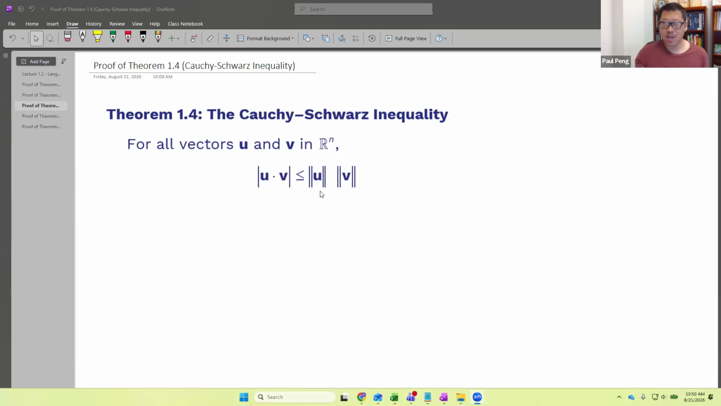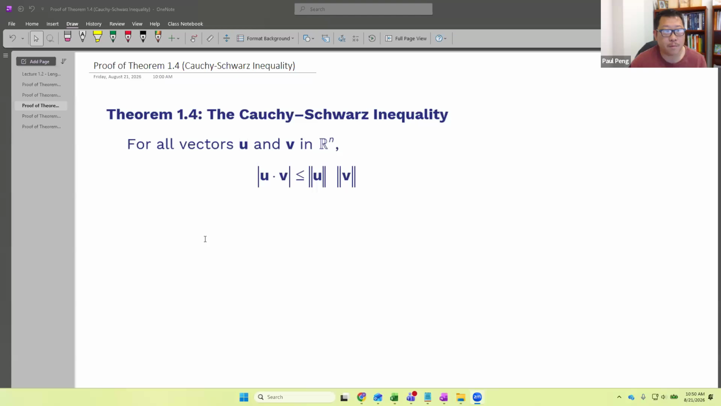So this is really a foundation, because u dot v divided by the product of the lengths, the left divided by the right, will be between -1 and 1, which is exactly cosine theta. Cosine theta is between -1 and 1, so therefore we can define the angle between two vectors in general n-space. Super good.